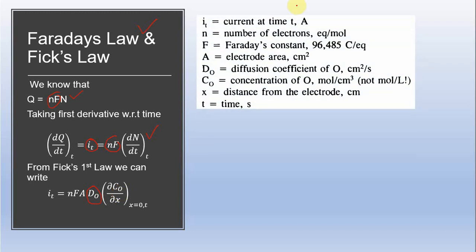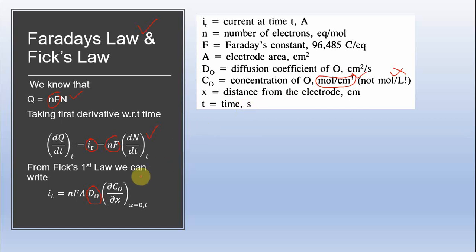Here are a few numbers and their units. i_t is the current at time t, in amperes. n is the number of electrons, given in equivalents per mole, and F is Faraday's constant, which is 96,485 coulombs per equivalent transferred, and A is the electrode area in centimeter square, D subscript O is the diffusion coefficient of the oxidized species in centimeter square per second, and C_O is the concentration of the oxidized species in mole per centimeter cube. This is very important: the units used for concentration are not moles per liter but moles per centimeter cube. x is the distance from the electrode in centimeters and t is time in seconds.